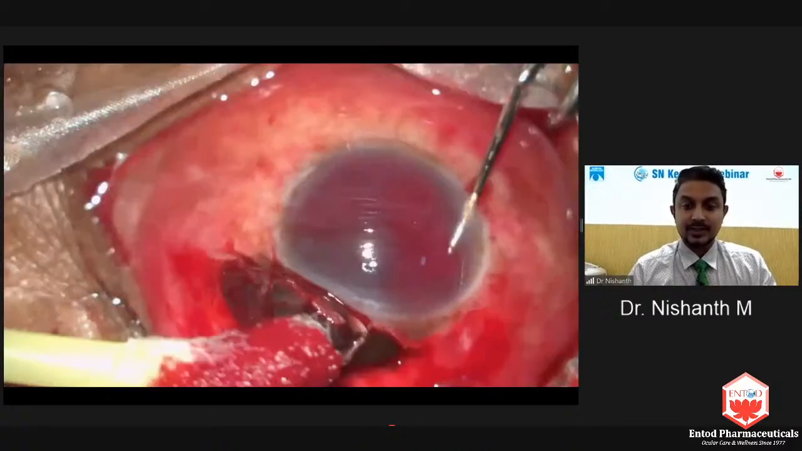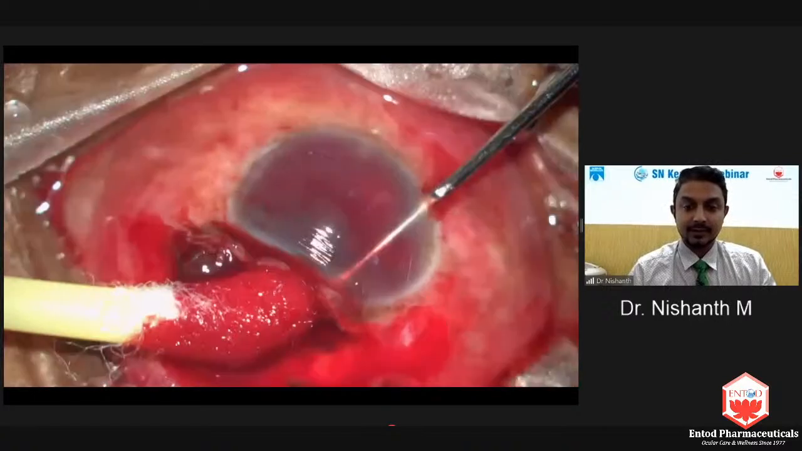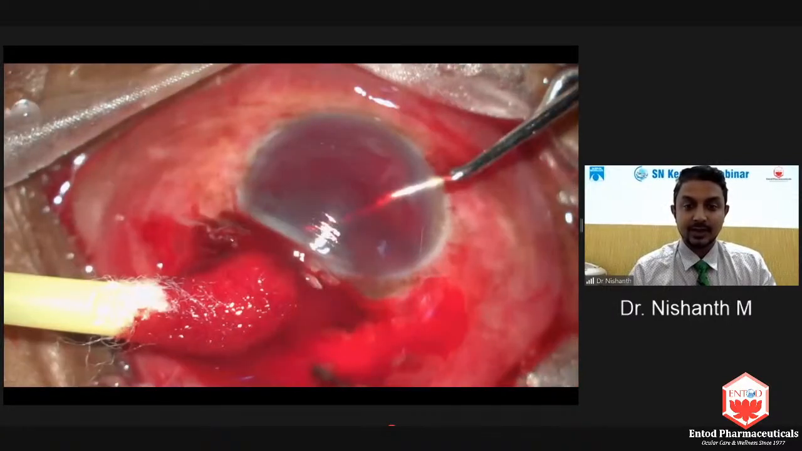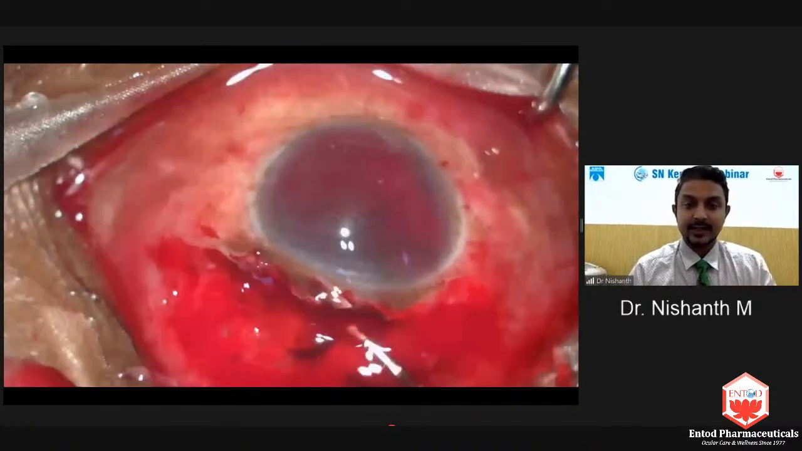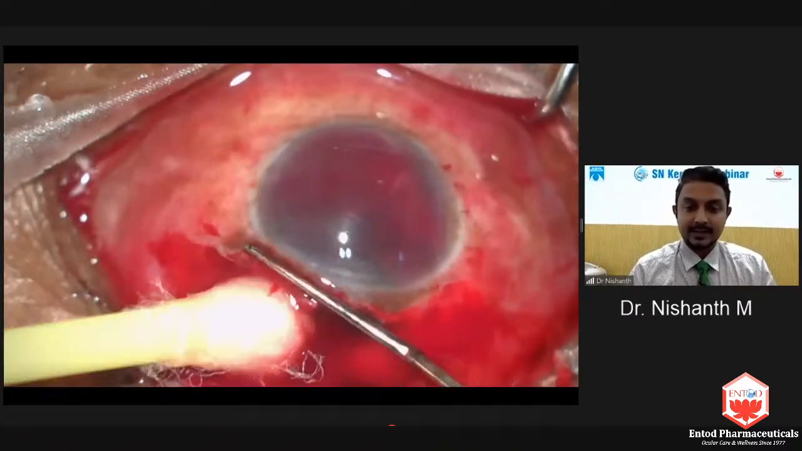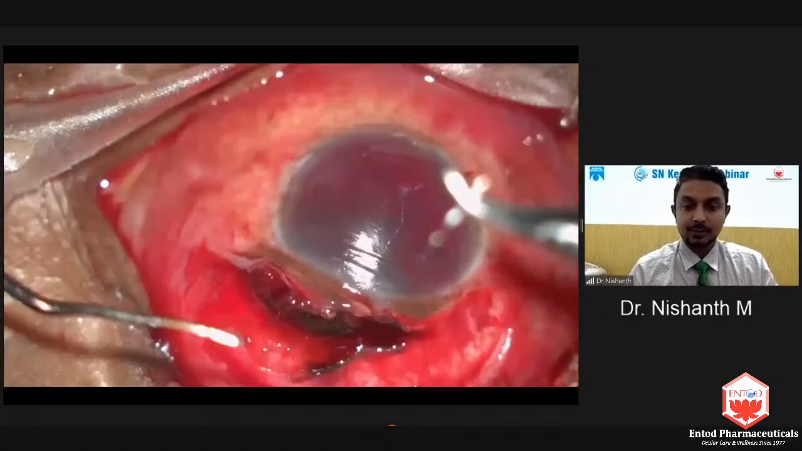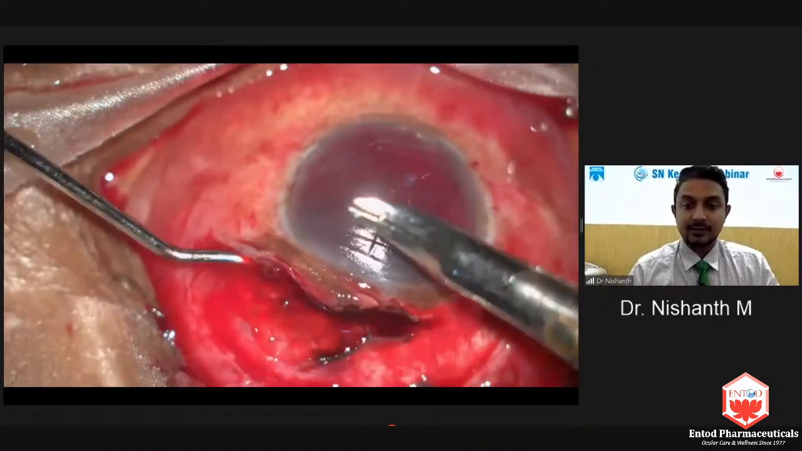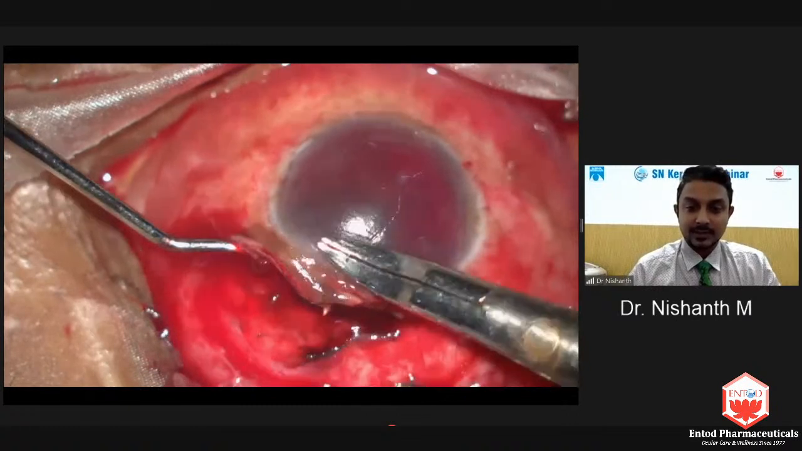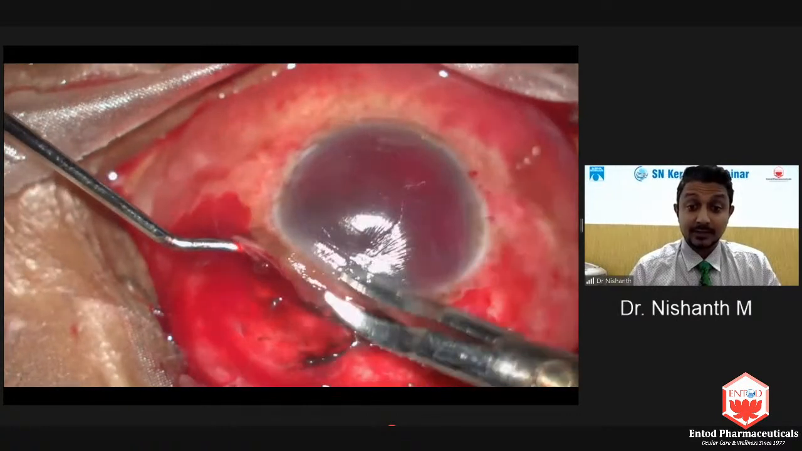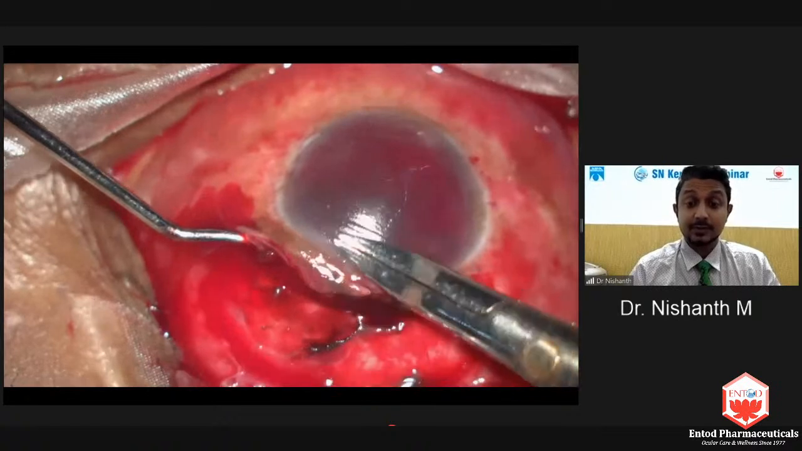Even though this was such a big blob of iris, with the help of my buds and my spatula, I was able to position it. But as it was near the iris root, it kept coming out. So I decided to use one instrument to push it inside, and with the help of the other, take the bite. A few things about taking the bite: make sure that after you take the first bite at the center, that should be the most important one.